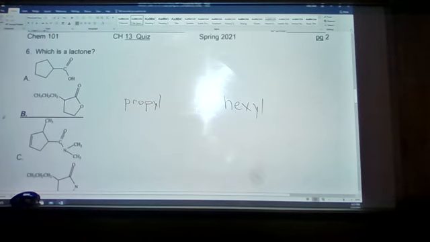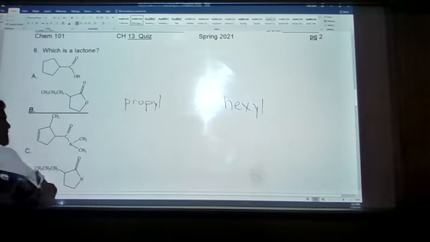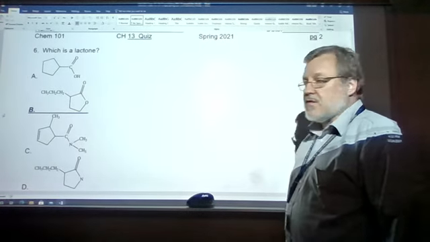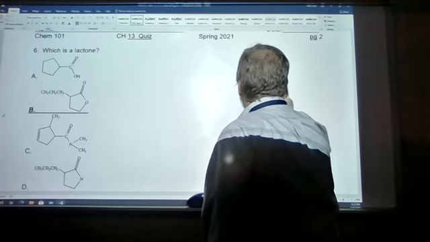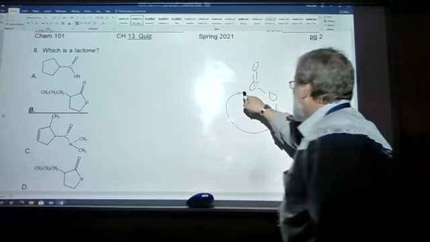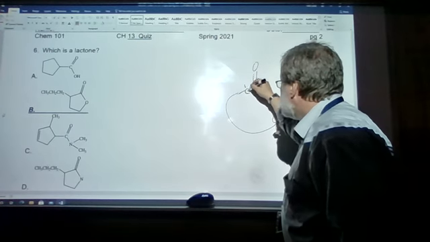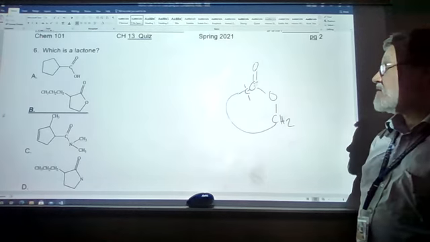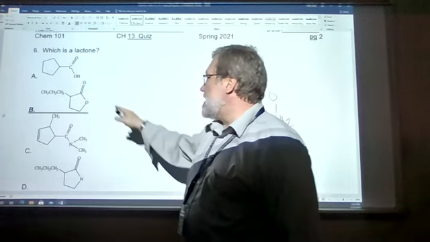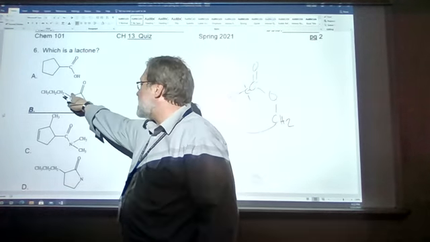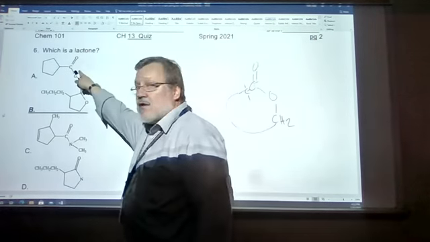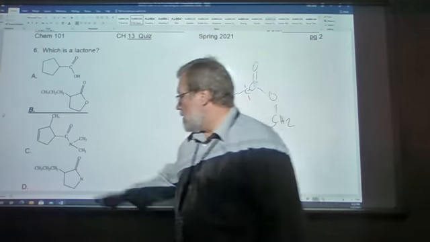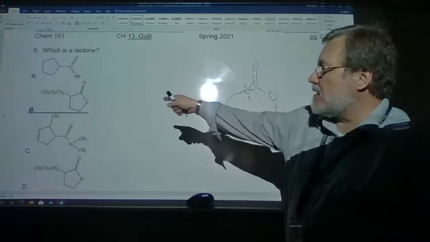Number 6, of these, which is a lactone? A lactone, if you look in your textbook, is a cyclic ester. An ester is a C double bond O with a carbon-containing group. This carbon-containing group, whatever it is, eventually cycles back around to be attached to the oxygen. So of these, the only thing that contains a C double bond O and a cyclic carbon-containing group is B. This is a carboxylic acid, this is an amide, C double bond O, N, and this is a different kind of compound altogether. So the answer here is B.